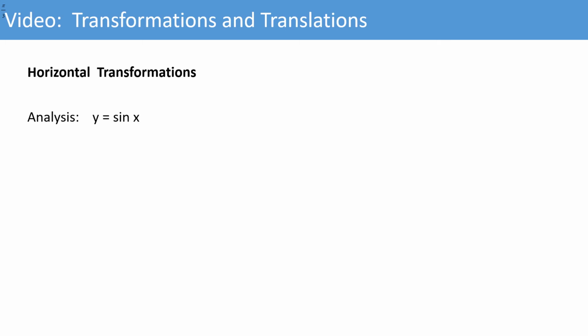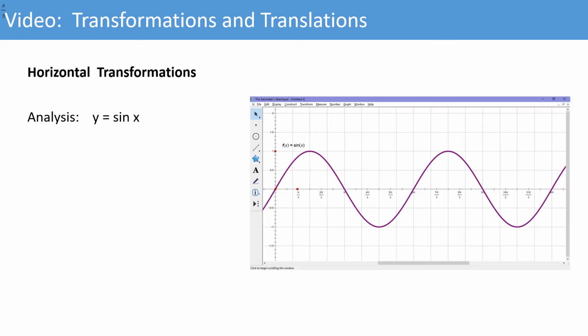Horizontal transformations. Y equals sine x is our default equation, the graph. The value of k is equal to 1. The period length is 2 pi.